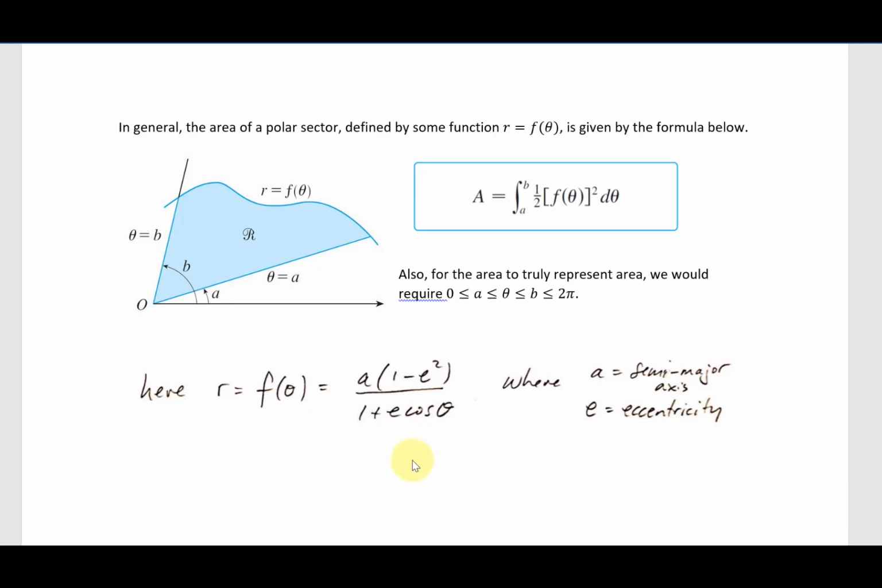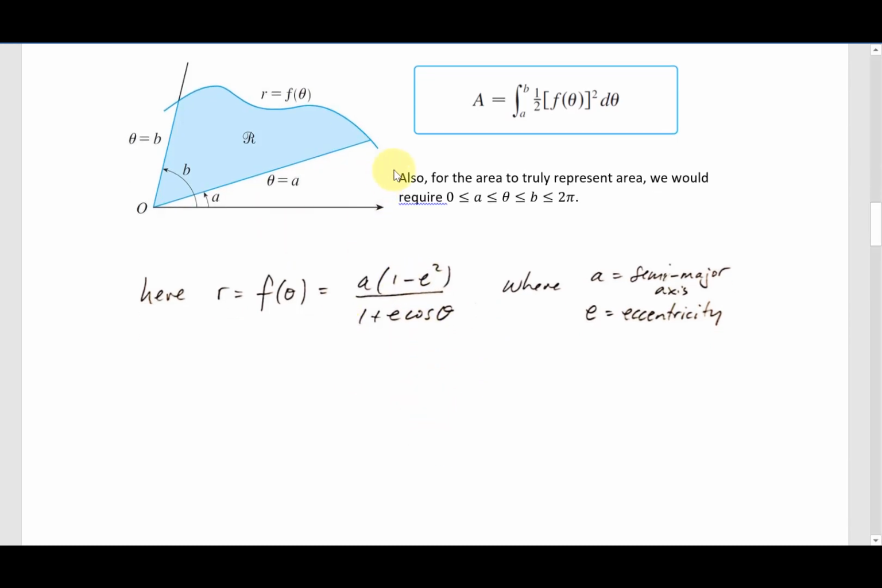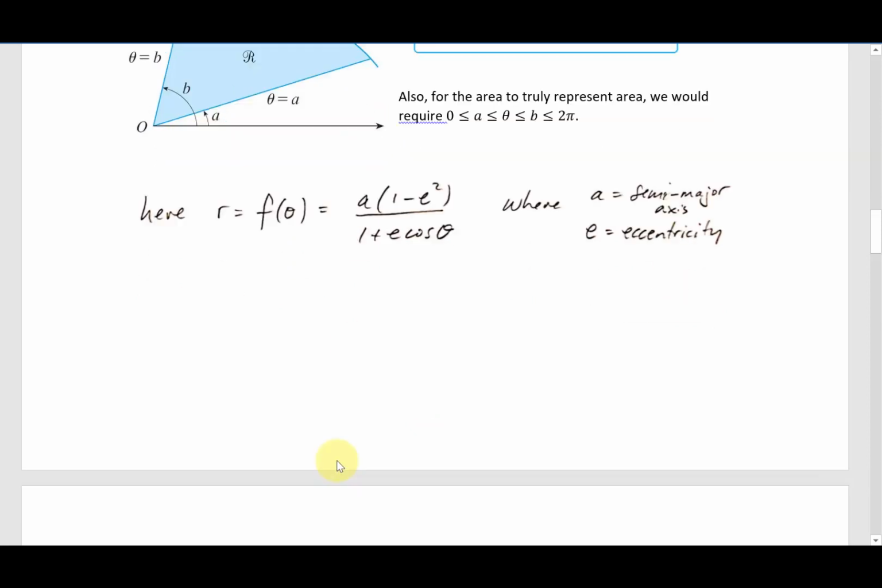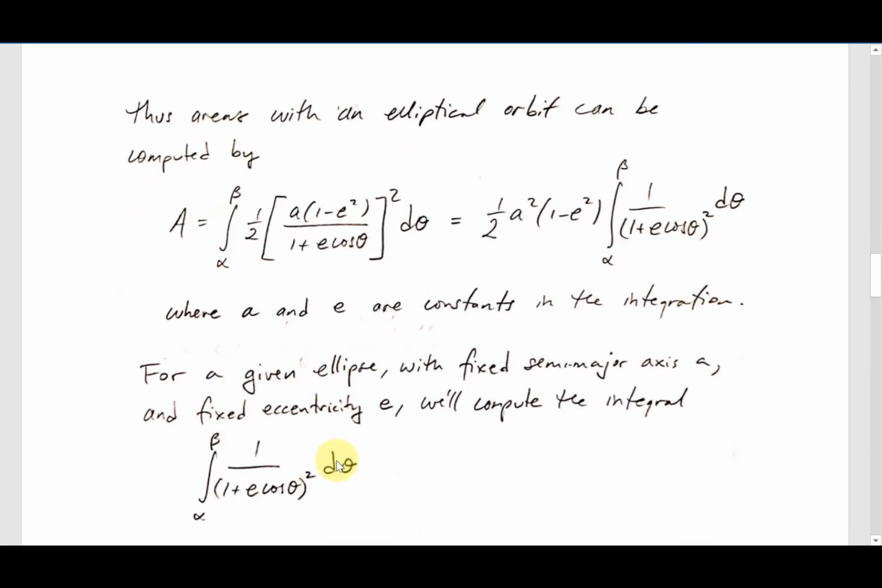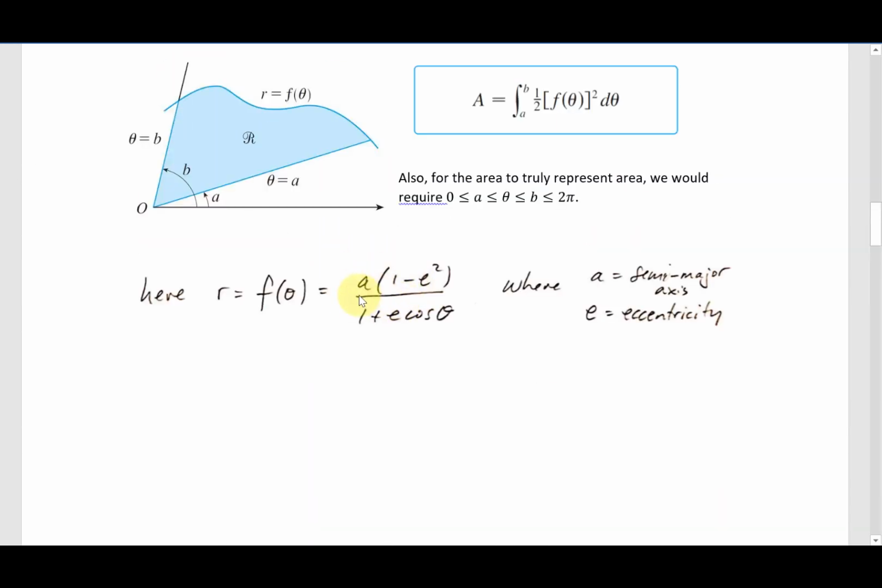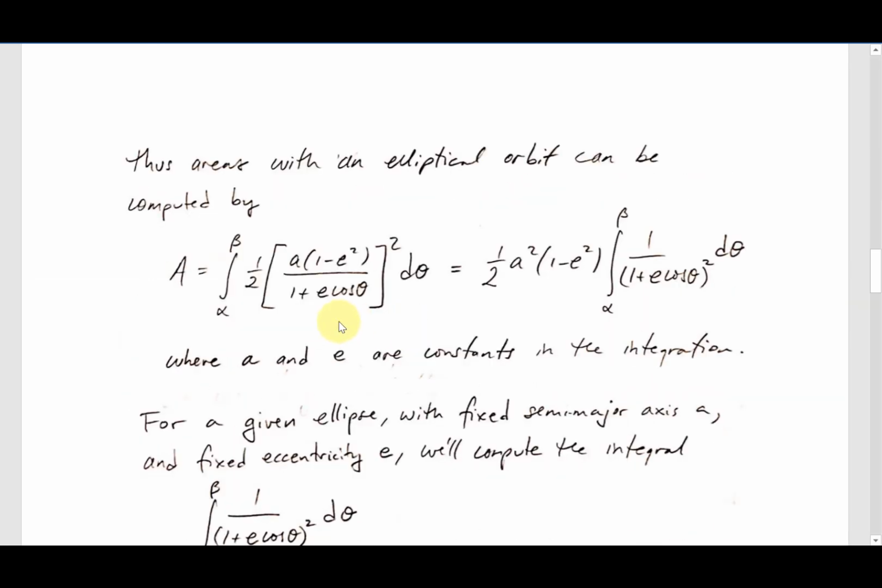So given that an elliptical orbit in polar form is given by this function, which traces out this path, something like this curve here, areas with an elliptical orbit can be computed by an integration from some alpha to beta of 1/2 times the r value, the radial position of that object in orbit, right? So this is the r, right? R is this function a(1 - e squared) over (1 + e cos theta) right there, and you square it.